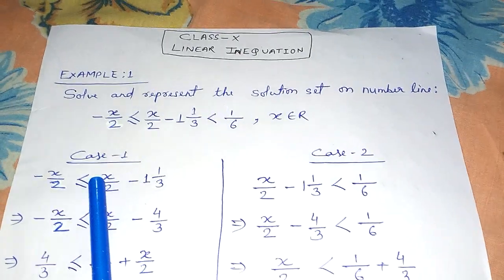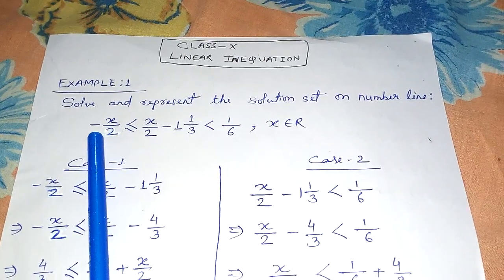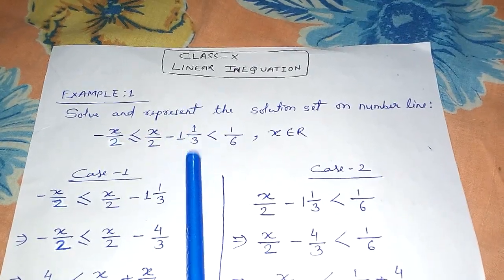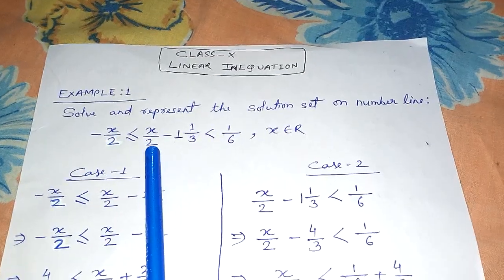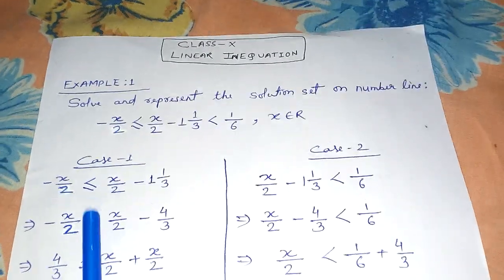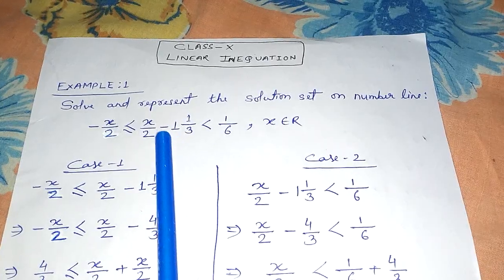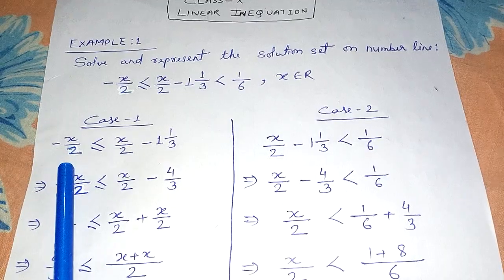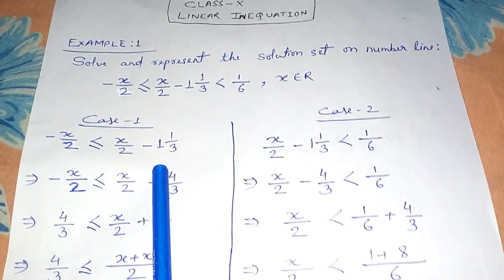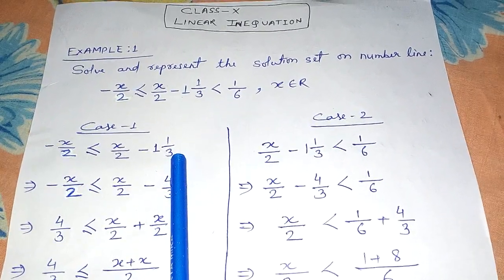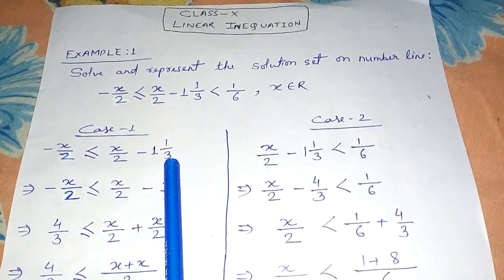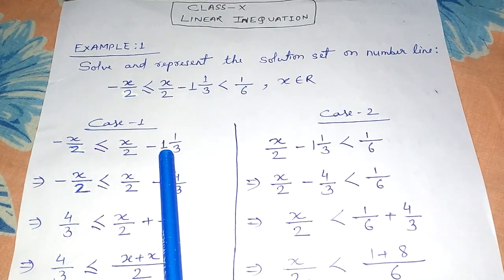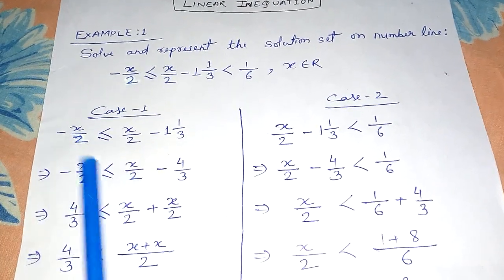Now in case 1 we take minus x by 2 less than or equal to x by 2 minus 1 whole 1 by 3. That means the first part and second part we take in case 1, and in case 2 we take the second part and third part. Here this is a mixed fraction, so I am going to make it an improper fraction. 3 ones are 3 plus 1, 4 by 3, the rest is the same.